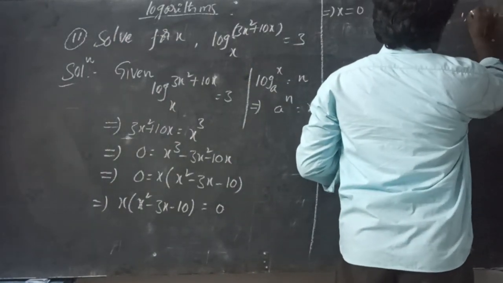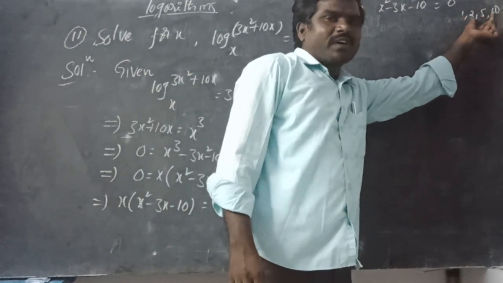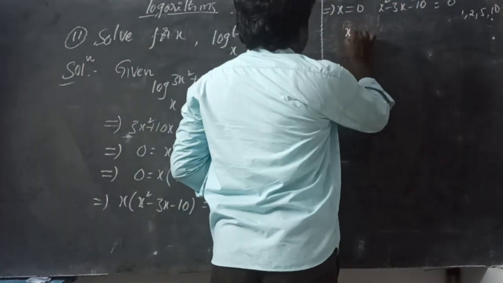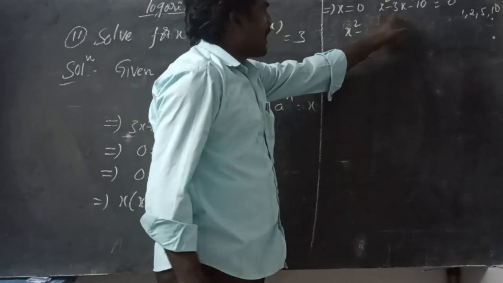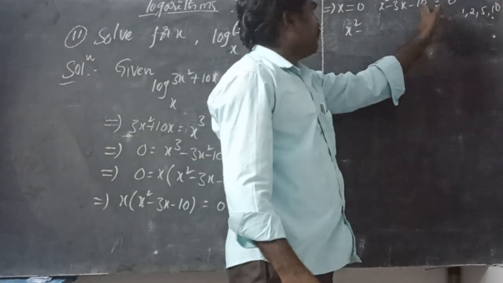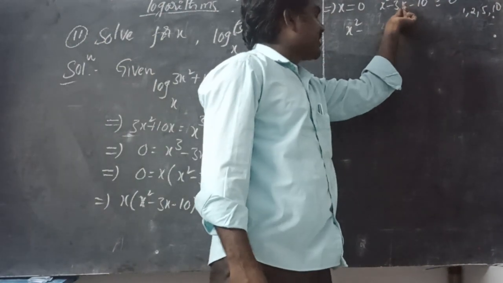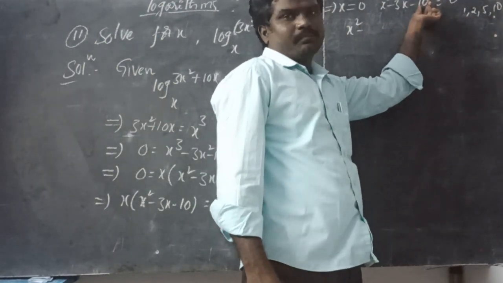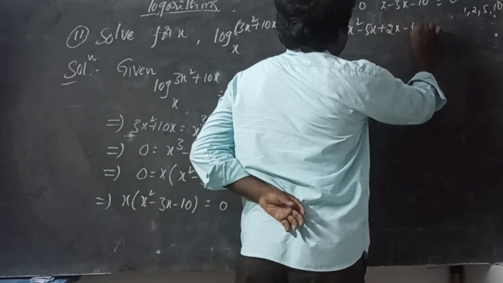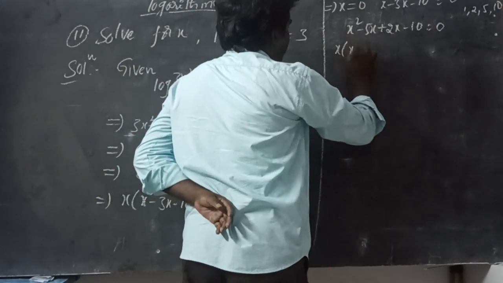So the factors of 10 are 1, 2, 5, 10. In these factors of 10, we take any two factors whose sum or subtraction becomes the x coefficient, which is minus 3. How can we get it? Minus 5 plus 2, and minus 5 into 2 is minus 10. So x² − 5x + 2x − 10 is equal to 0. So x of x minus 5.